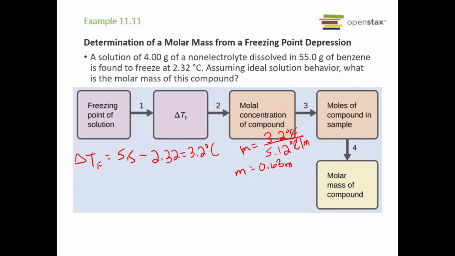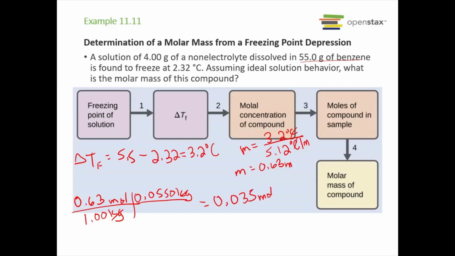Now we can use that to get our moles of compound in the sample. So we have 0.63 moles for every 1 kilogram of solution. And we're told that, or not of solution, but of solvent. We have 55 grams of benzene, and that is the same as 0.0550 kilograms. So that tells us we have 0.035 moles of solute. And now we can get the molar mass, because we have 4 grams of it, which we were told from the start, divided by 0.035 moles. And that gives us 1.1 times 10 to the second grams per mole.